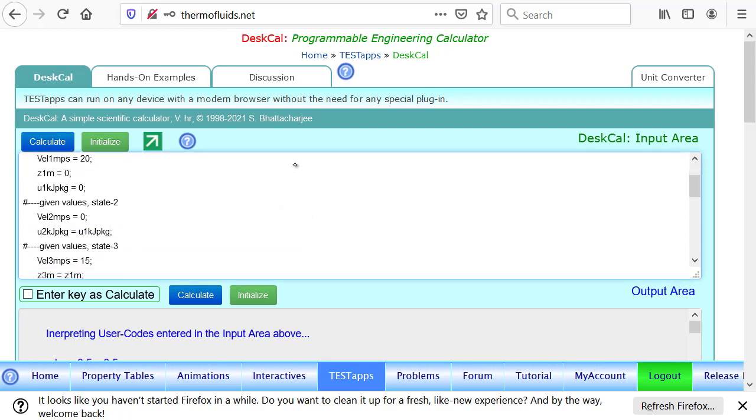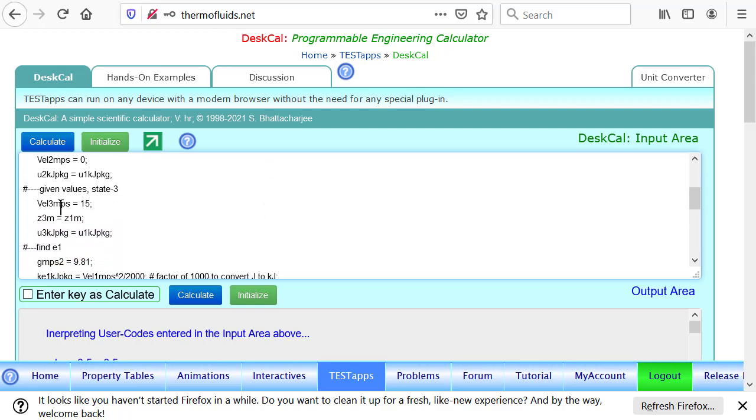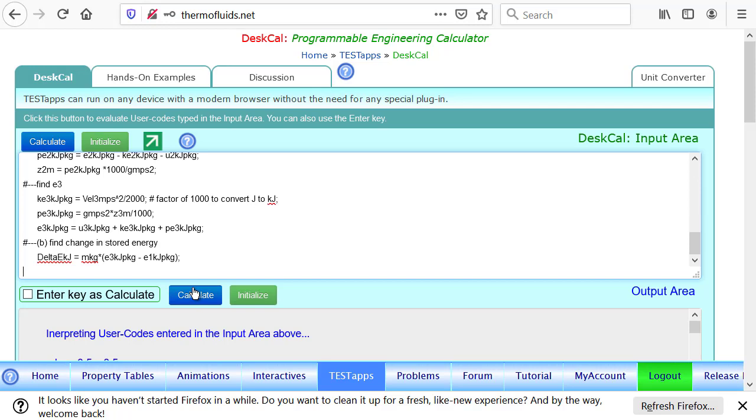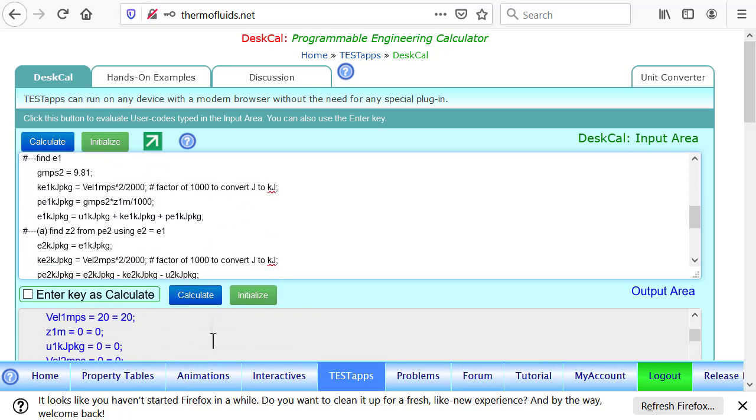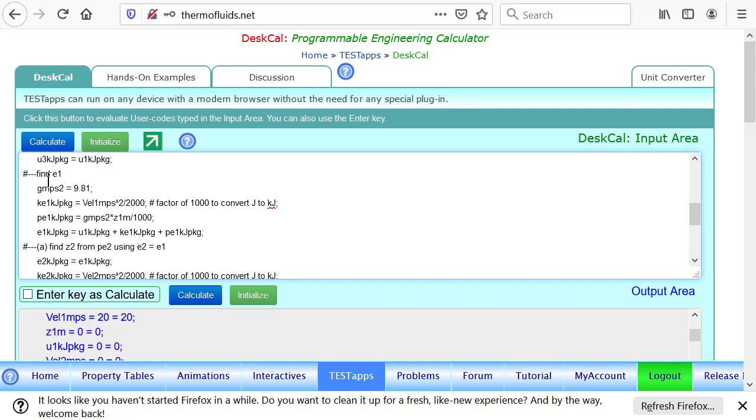Okay, for state 2, the velocity is 0 because it has reached the top, the peak, and internal energies are equal because energy is constant. For state 3, when it returns, the velocity is 15 meters per second, and the height is obviously the initial height, which is 0, and specific internal energy, small u, remains unchanged. So we have figured out the values given in states 1, 2, and 3. Once you click the calculate button, it will show that all these values have been registered. So now the calculation starts.